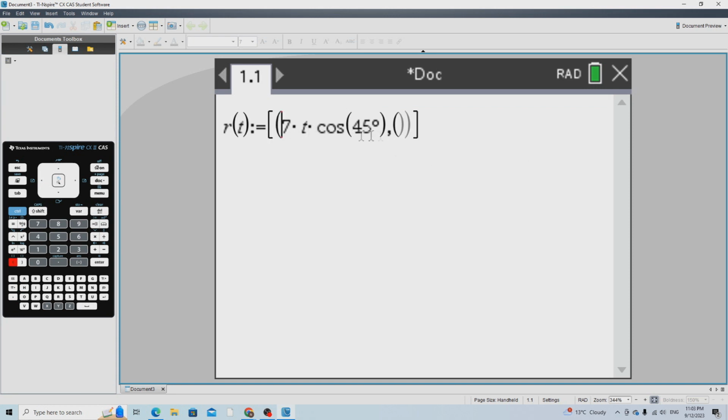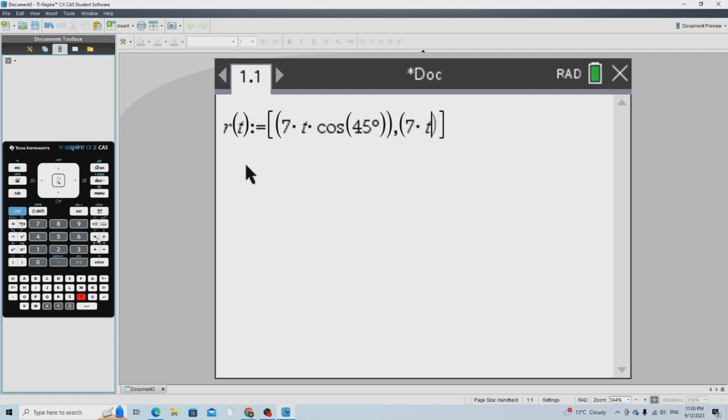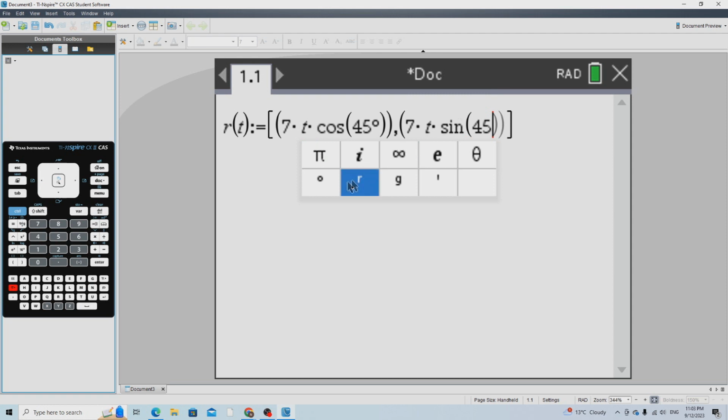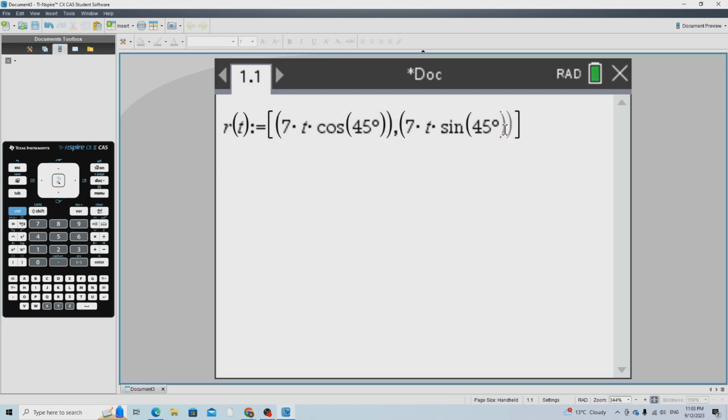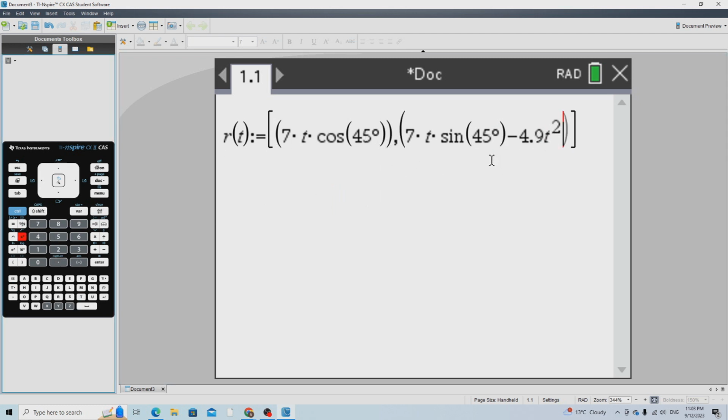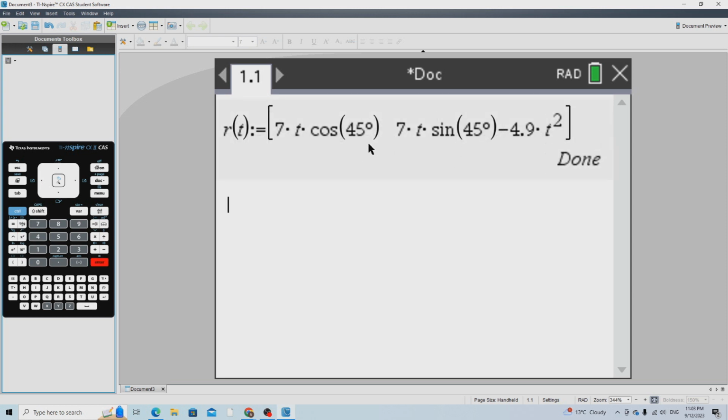Let me actually do this. Okay. The next one is v, which in this case is still 7, times t times sine alpha, which is still 45 degrees in this case, and minus 4.9 t squared. So we get this over here. Done.